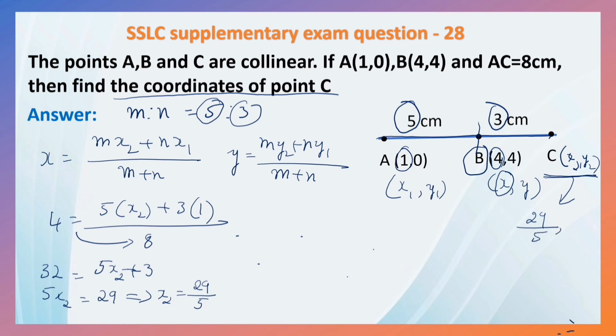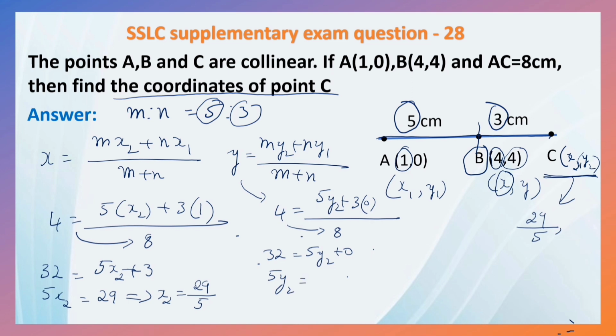Okay. Now let us find y2. Here y is 4, m is 5, y2 we have to find out, n is 3, y1 is 0, upon 5 plus 3, that is 8. Here cross multiply, 32 is equal to 5y2 plus 0. So 5y2 is equal to 32, y2 is equal to 32 by 5. So the y coordinate of the point C is 32 by 5. So the coordinates of the point C are (29 by 5, 32 by 5).